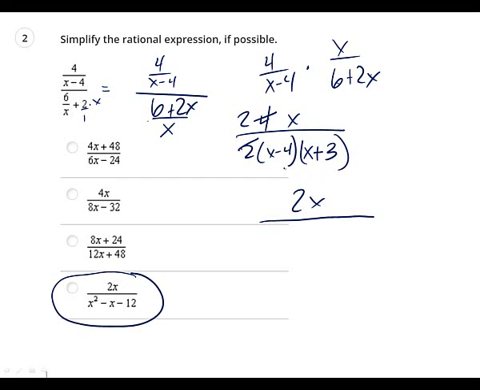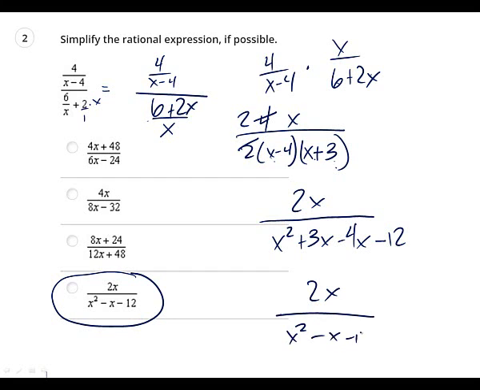Let's check this FOIL and make sure that the FOIL is right. What's x times x? Good. X times 3 is? 3x. Negative 4 times x is? Negative 4x. And negative 4 times 3 is? Negative 12. So we've got 2x over x squared minus x minus 12. So it is that last answer choice there.